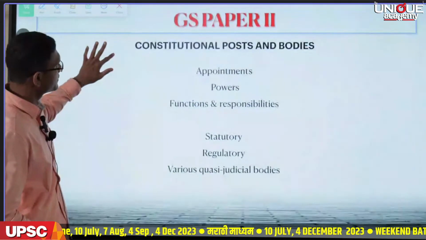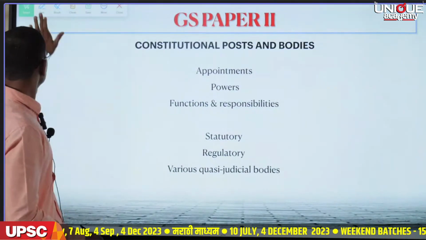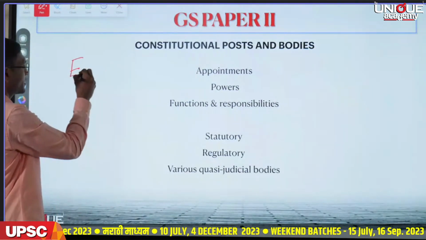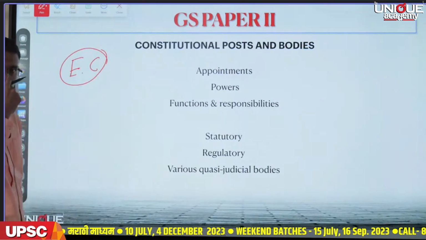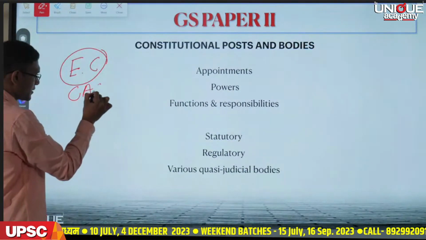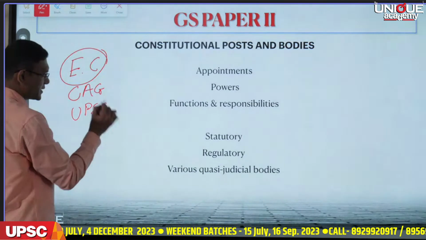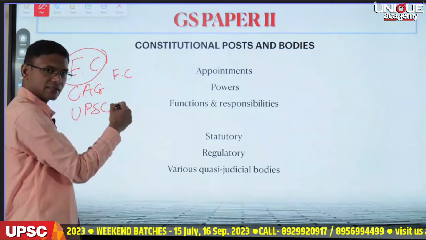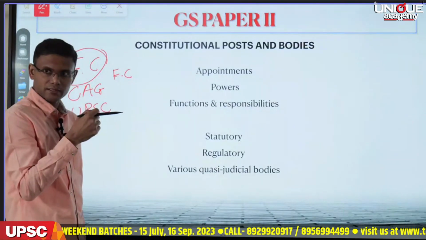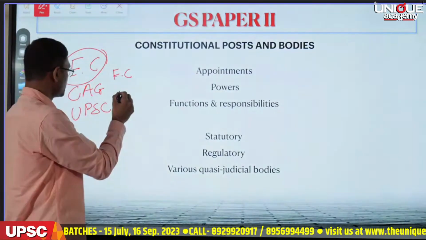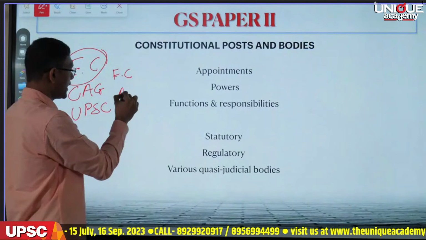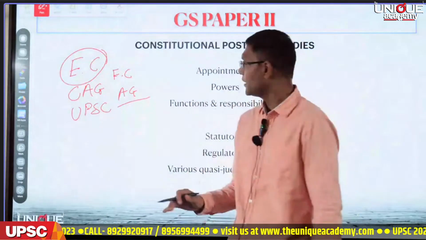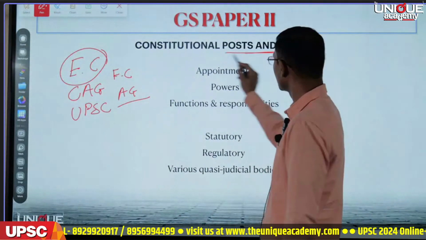Next, we have some of the constitutional bodies and posts. So we were talking about the Election Commission, right? We have Election Commission, CAG, UPSC, Finance Commission, commissions for OBCs, SCs, STs, right? Then we have the Attorney General, etc. So there are some constitutional agencies, independent bodies, constitutional posts and bodies.